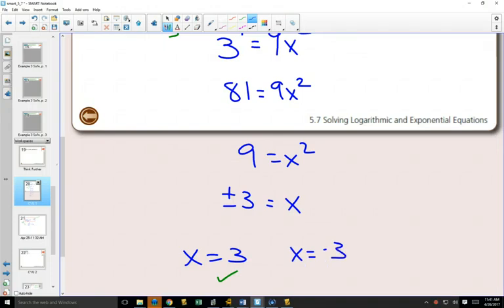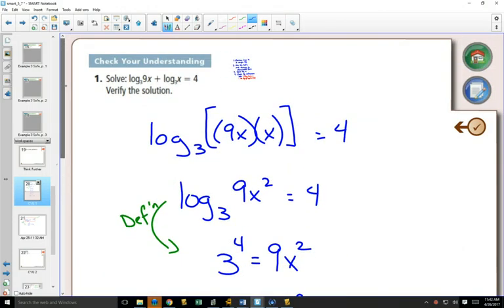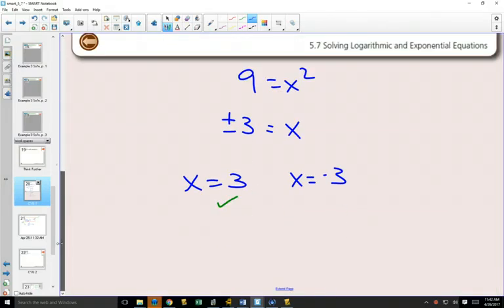Let's try negative 3. Plug it in the first one. 9 times negative 3 is negative 27. Is negative 27 a negative number? Yeah. We don't have to check anymore. As soon as you get a negative number inside of a log once, put an x through that. Not possible. You need to indicate that you understand that it's not possible.